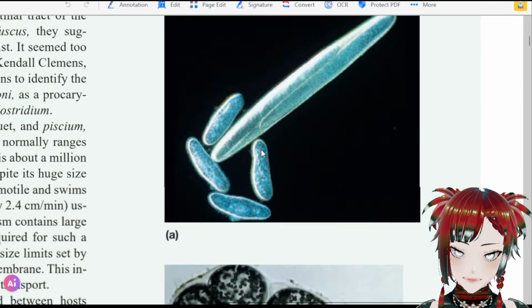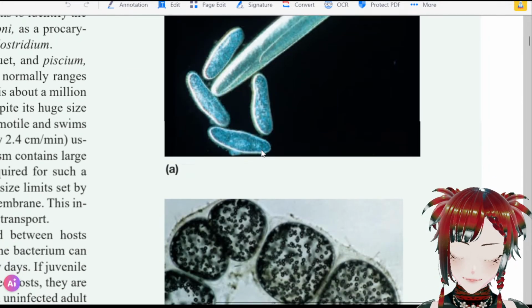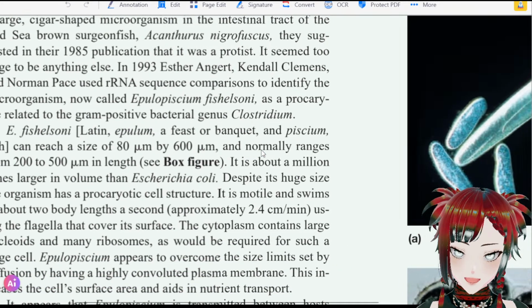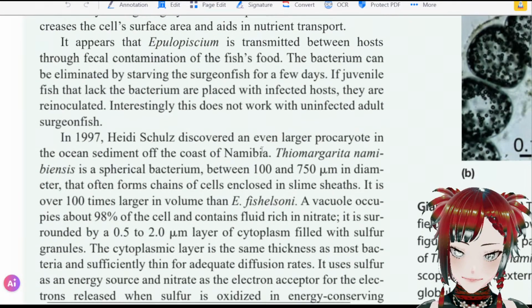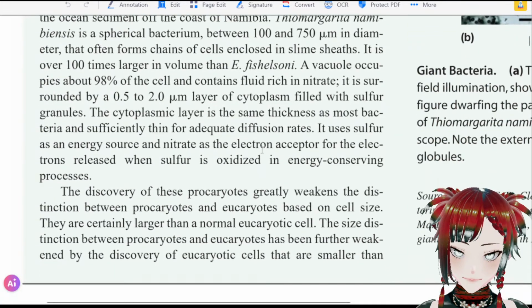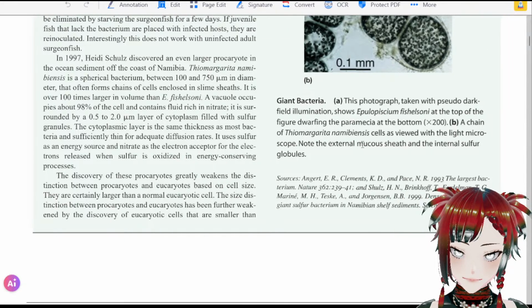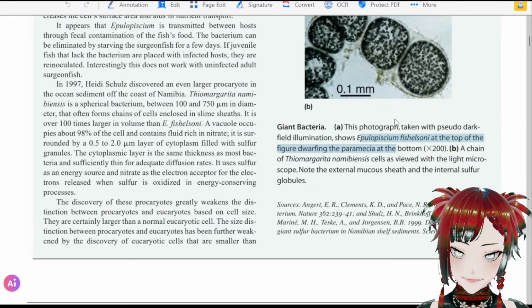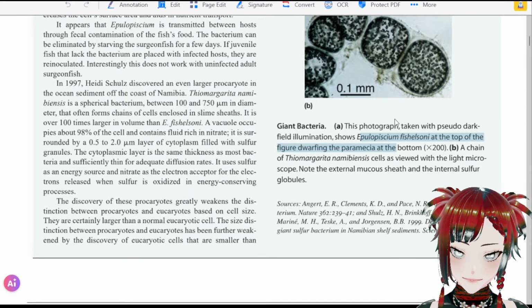Of course, this book is not the updated version, so yeah. Now whose diagram is this? The A one. I didn't see A anywhere, or was I dumb or something? The photograph taken with pseudo dark field illumination shows a profile. Oh, okay. The first one is Epulopicium, while the one below is Thiomargarita.